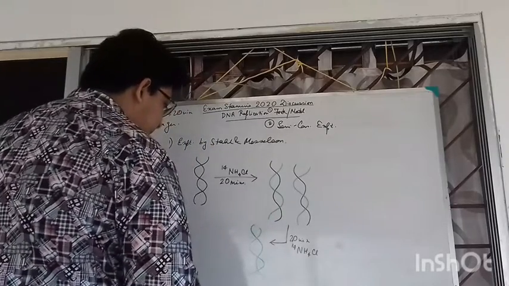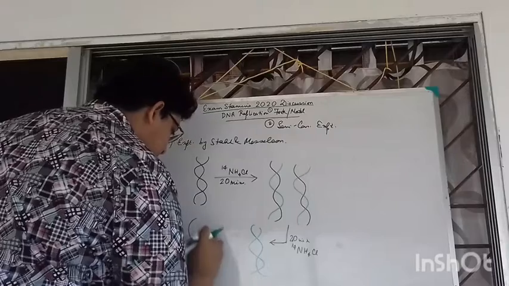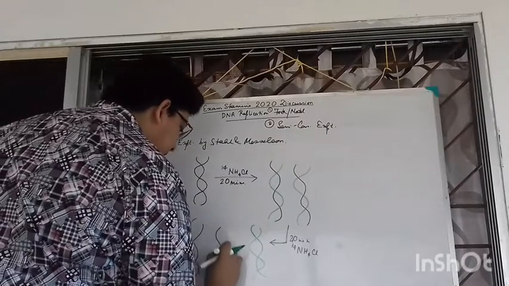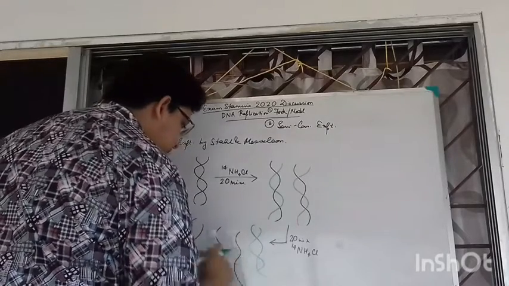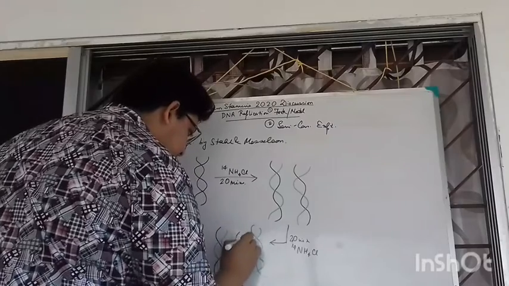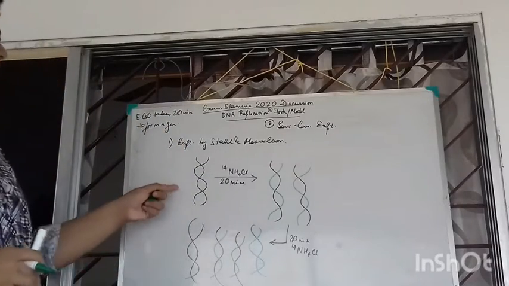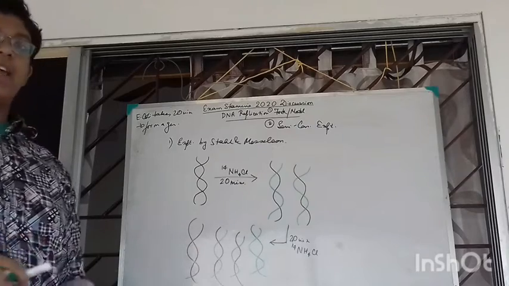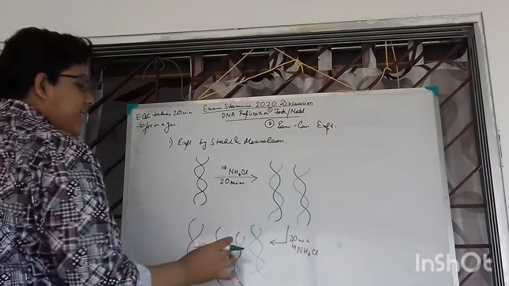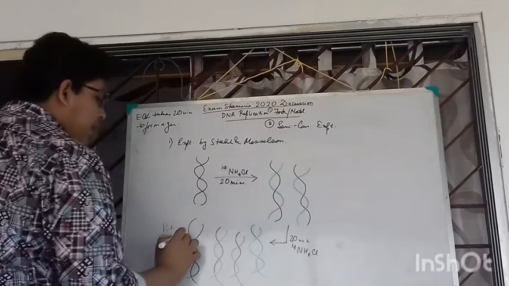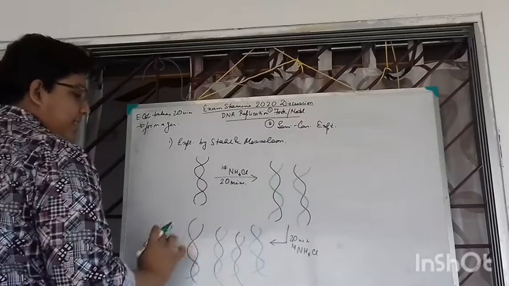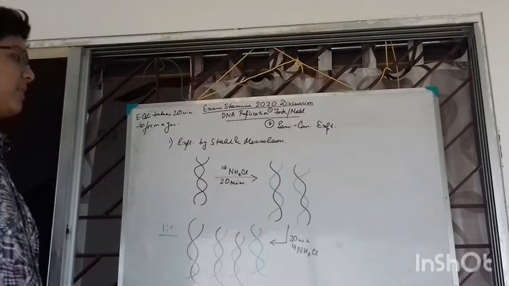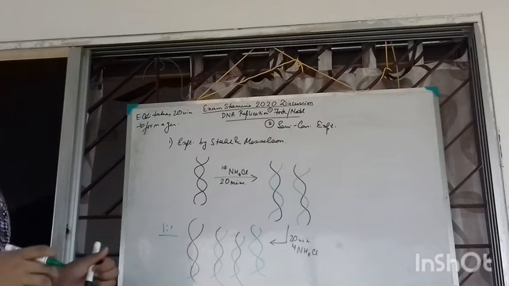This, and the heavy one, and this. So the initial is conserved and two new light and heavy DNA. So the parental to new combination is 1:1. These were parental and this combination were formed. So what does it show?